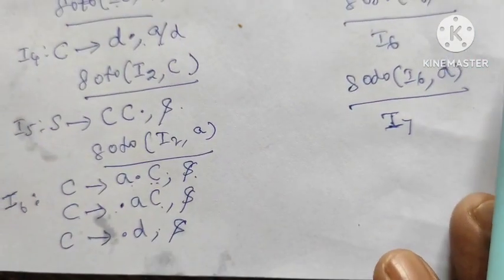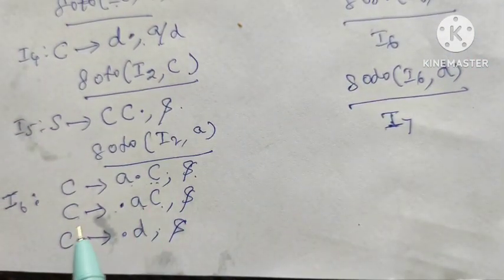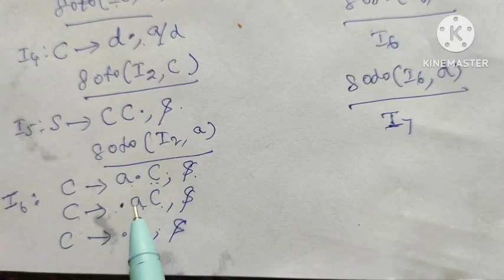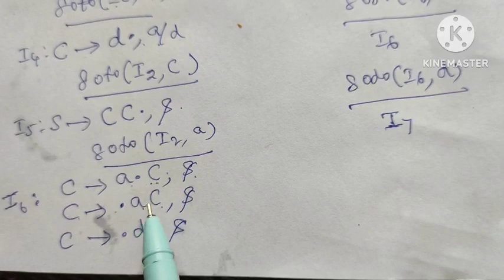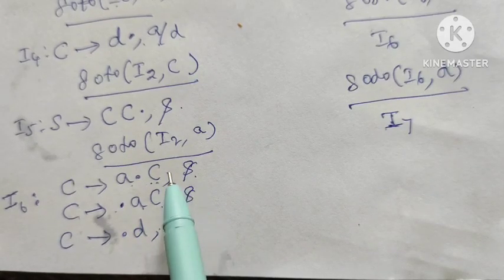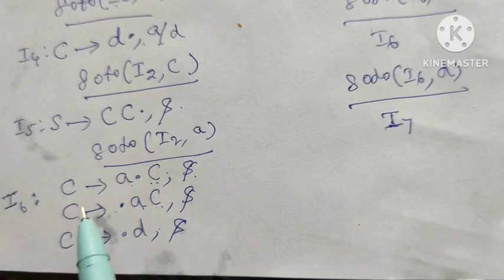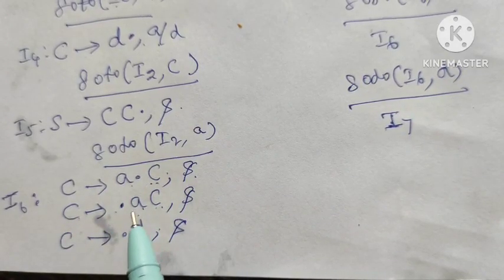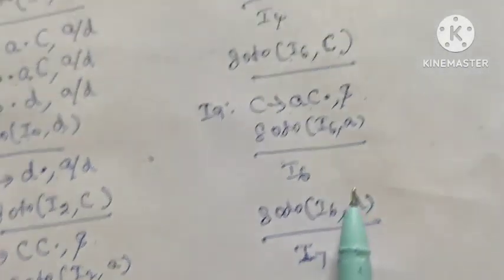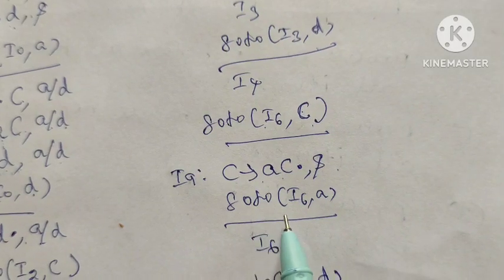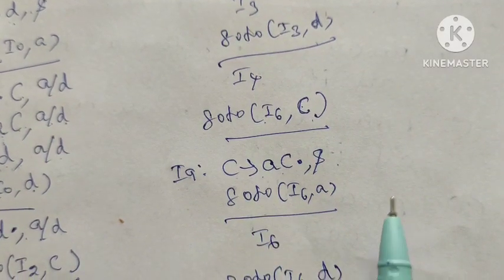In item set 6, we have to process this A. So C → A dot C, $, when I place this dot one step to the right. Now again we have to introduce the closure operation for C, so I will get the same answer. Goto(I6, A) produces I6 itself.